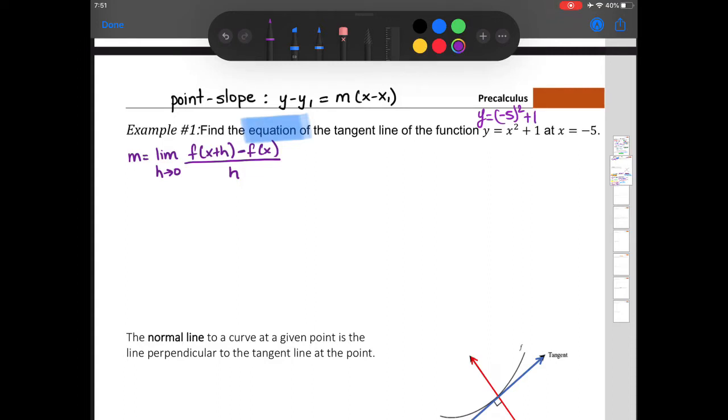So -5 squared is 25 plus 1 is 26. So my point is -5 comma 26. So that is the point. And now I need my slope. Using my difference quotient, I'm going to find my slope.